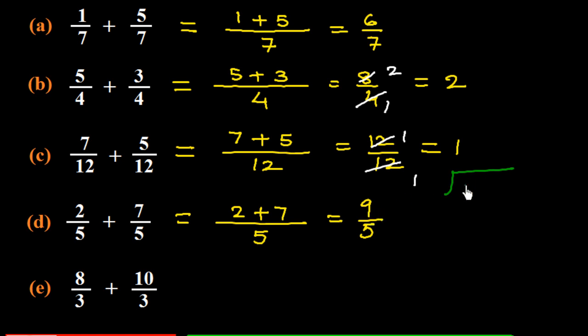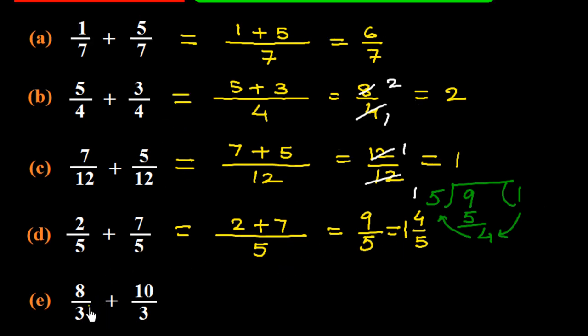We divide the numerator by the denominator. 5 one time is 5, there is a remainder of 4, so we write it this way: 1 and 4 by 5. So we get 1 and 4 by 5. We have to write this in mixed fraction form whenever we get improper fractions.